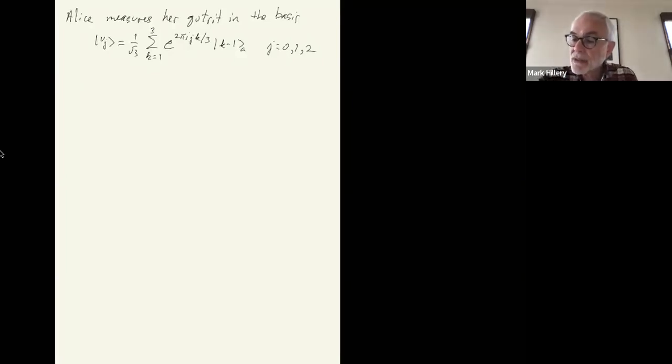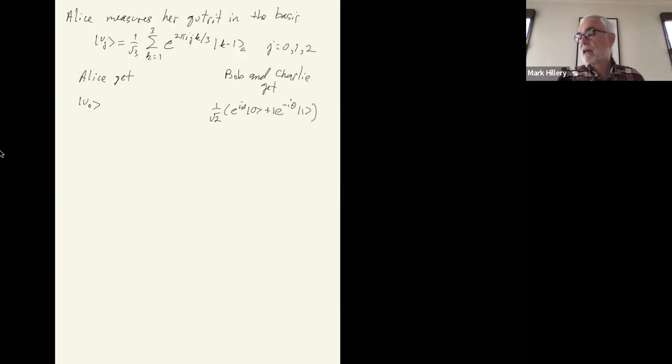So we're going to have Alice get, like we had before, if Alice gets U0, then Bob and Charlie end up with 1/√2 times e to the i theta times 0 plus e to the minus i theta times 1. In that case, that is exactly what we want to happen. If Alice gets U0, Bob and Charlie are disentangled, and they get the state that Alice wants.